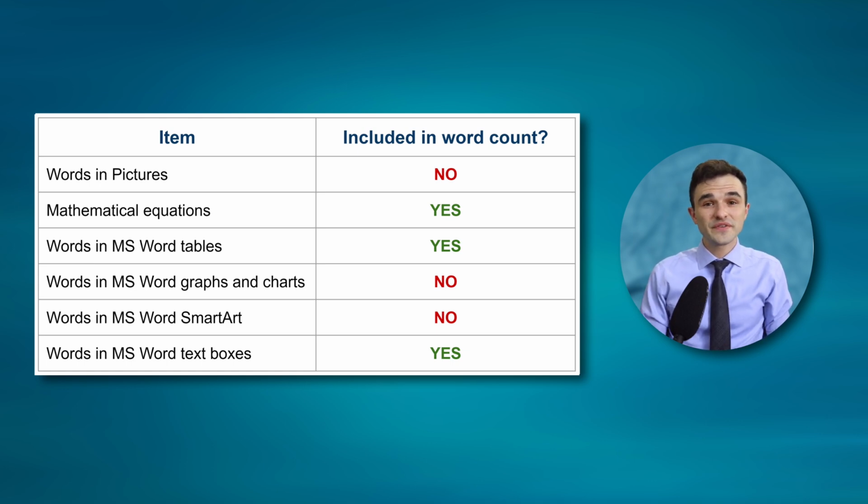In this video, we've seen that the words in pictures are not counted. Mathematical equations are counted. Words in Microsoft Word tables are counted. Words in Microsoft Word inserted graphs and charts are not counted. Words in Microsoft Word SmartArt are not counted. And finally, words in Microsoft Word text boxes are counted.